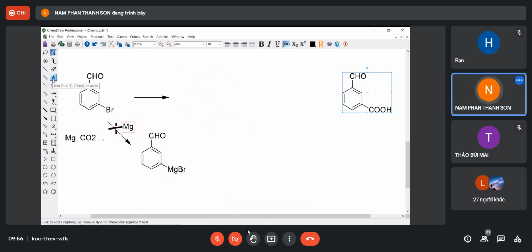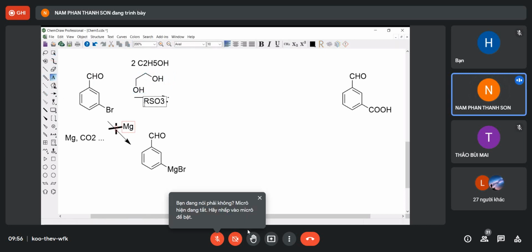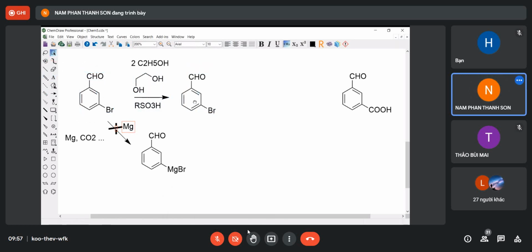So first we can add ethanol, C2H5OH. We can add 2 molecules of ethanol. But in fact, people use this one, because ethanol is flammable. And some SO3 acid catalyst. Acid catalyst, okay. And then we can have this one.